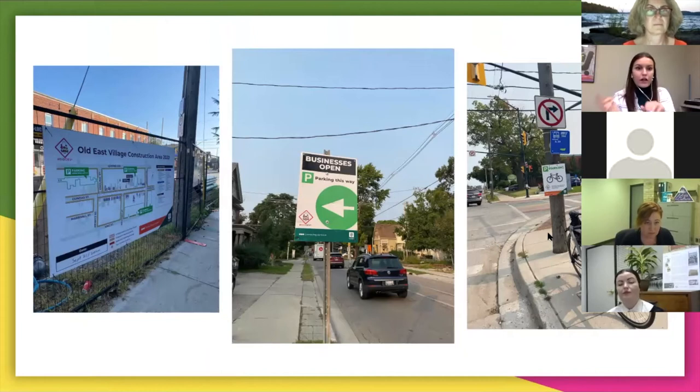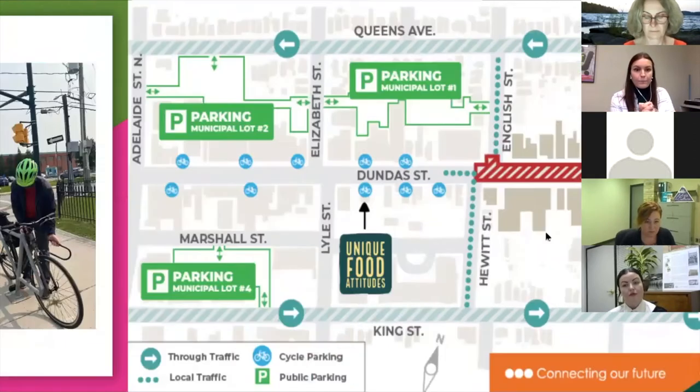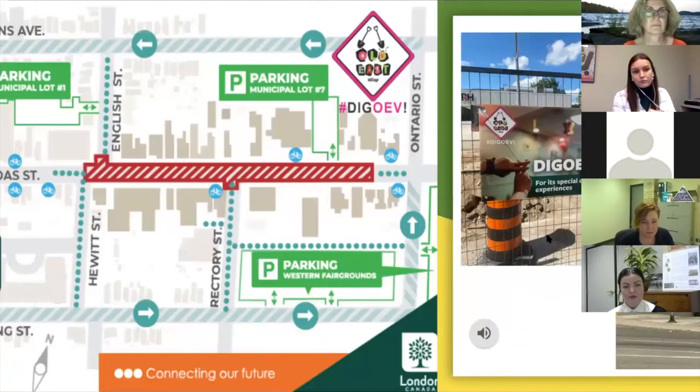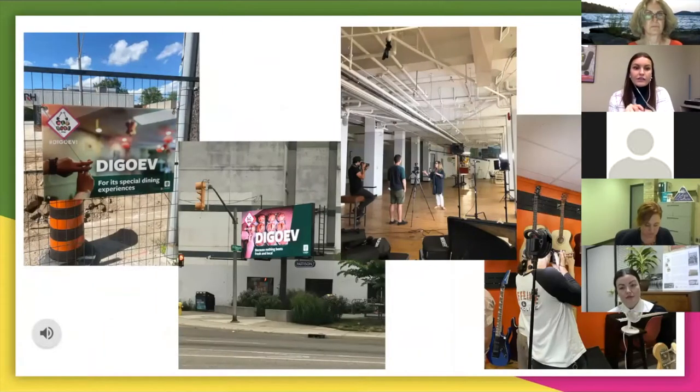So here are some of the pedestrian, cycling, and vehicle navigation strategies that have been implemented in collaboration with the City of London. Next, this project map here was created with the help of the city comm staff to ensure that businesses feel supported during construction. And this will be continued for impacted businesses during phase two of construction in 2021. And just lastly, I've also included some of the city promotions that have completed to date.